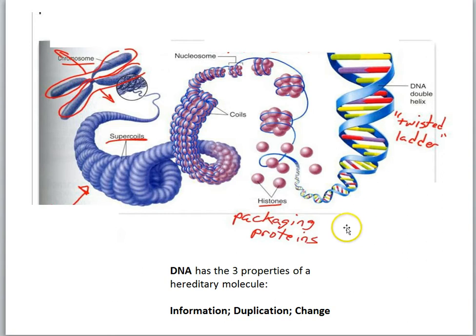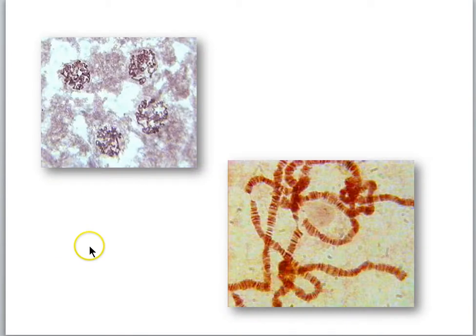Now, chromosomes are visible with a light microscope, but they're only visible in the compacted, coiled state. When the DNA molecule is unwound from its packaging proteins, it is too small to see with the light microscope. Electron microscopes can see it. Chromosomes can look like this.